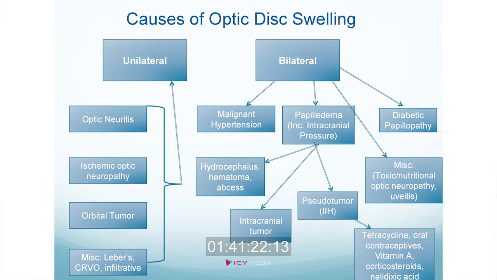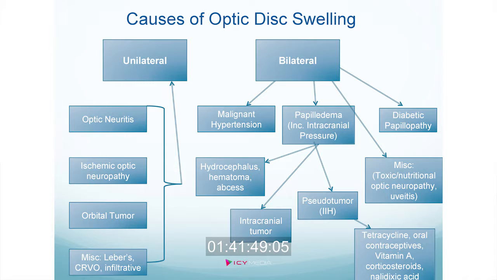The bilateral side would be things like malignant hypertension, which we talked about. When we think of systemic conditions, they usually affect bilaterally. Okay, so if it's a diabetic papillopathy, it's going to be on the bilateral side because it's a systemic condition, just like high blood pressure. And then we go into the realm of papilledema, and that's a huge realm. Okay, all patients with papilledema are going to present with increased intracranial pressure.